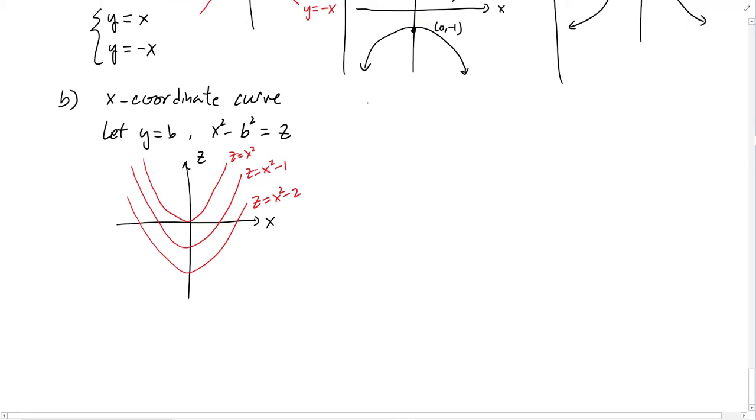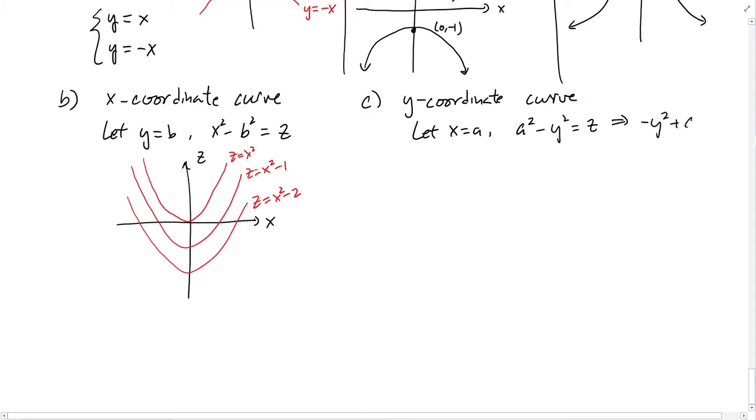Now, some of you can probably already guess. The y-coordinate curve actually behaves very similarly. We're going to let x equal to a. Therefore, we're going to have a squared minus y squared equal to z. So notice, technically speaking, you can think of it as negative y squared plus a squared equal to z. This shift is always upward because a squared has to be a positive number, and adding a positive number will move it up. But the y squared actually has a negative in front. So that makes the level set look something like this.